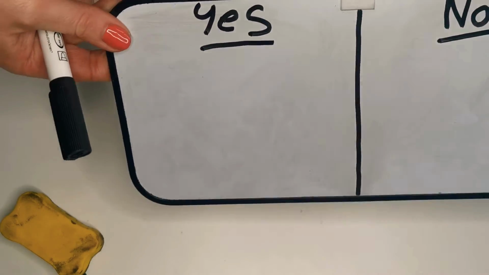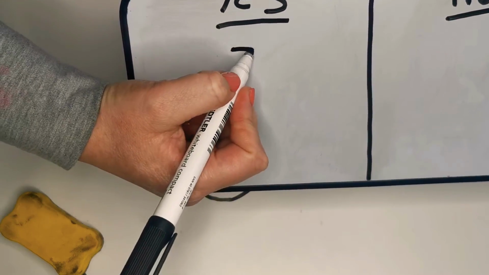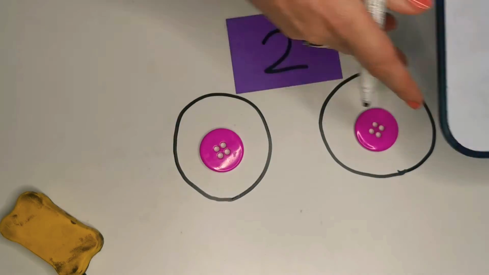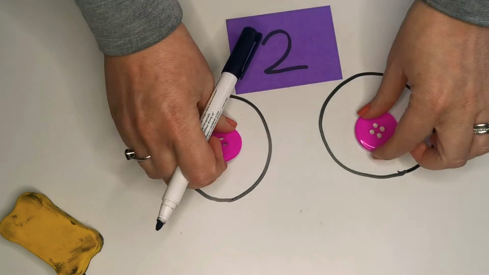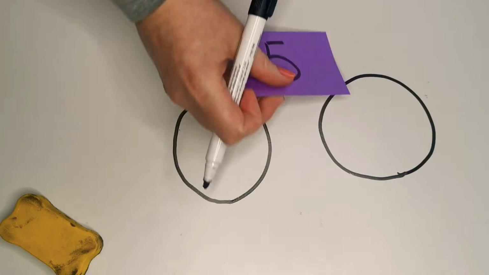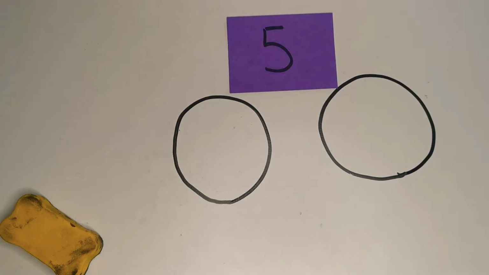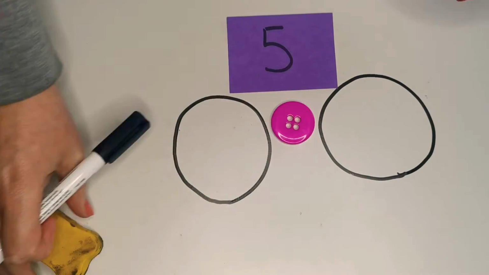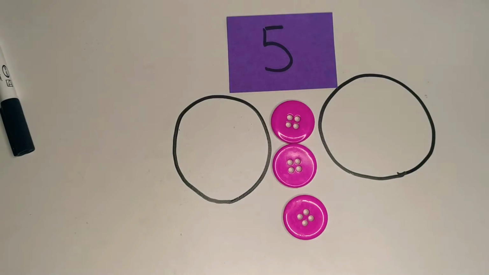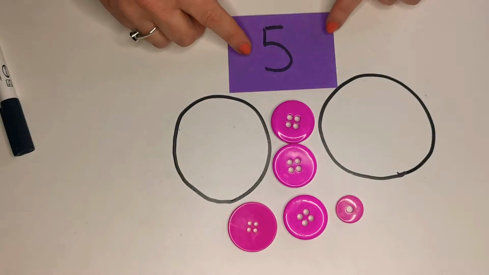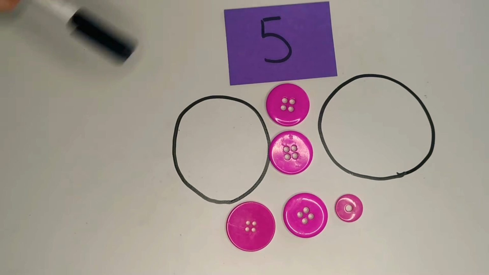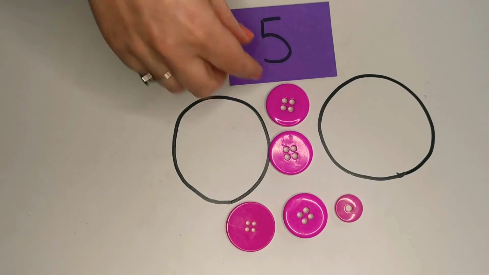So on my investigation board, I'm going to write the number 2 under yes because I can halve it. Okay, let's try another number. Let's go with the number 5. Let's get my 5 counters. 1, 2, 3, 4, 5. Right, so I've got 1, 2, 3, 4, 5. Let's do 1 for you, 1 for me to find out if we can halve this number.